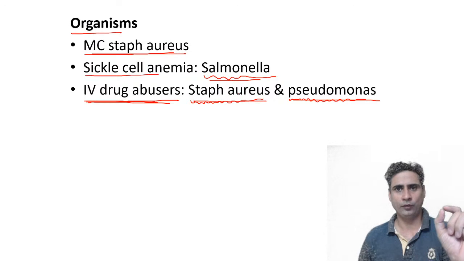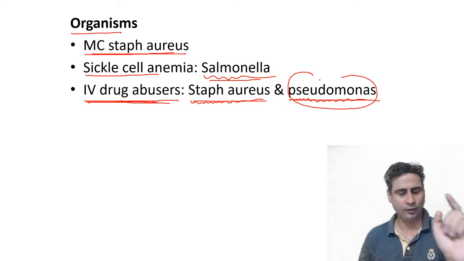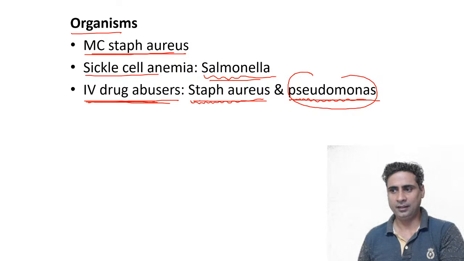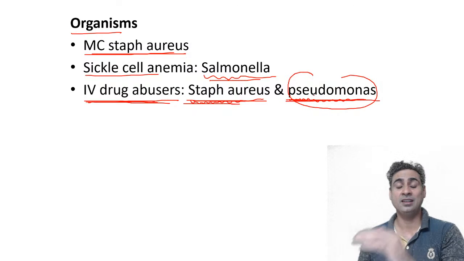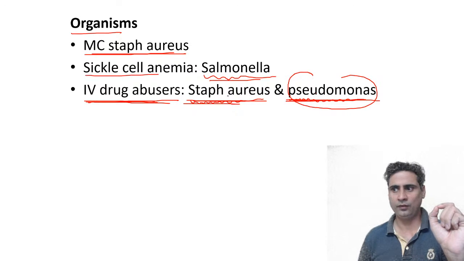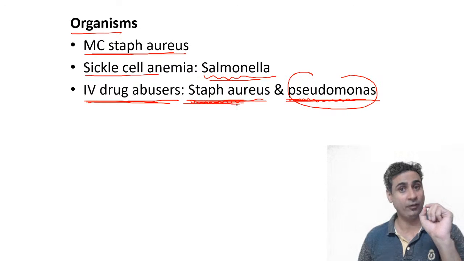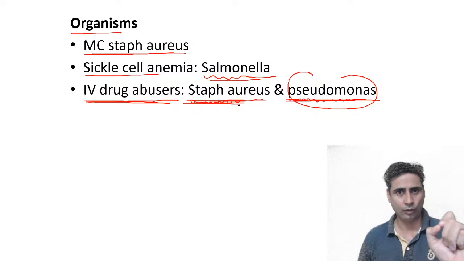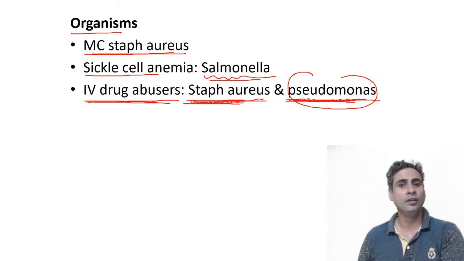So remember, in some of your coaching classes they are telling Pseudomonas as the most common causative organism for osteomyelitis. No, this is incorrect. It is Staph aureus only, but the incidence of Pseudomonas infection increases significantly. So if in your PG entrance exam, if they are giving Staph aureus, that will be the answer for no doubt. If they have not given Staph aureus, in that case you can go with Pseudomonas.